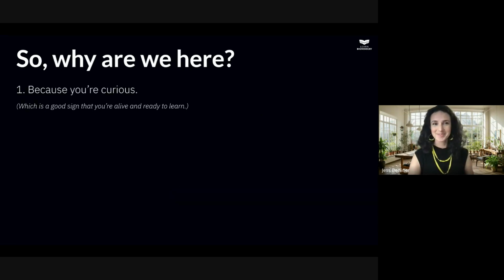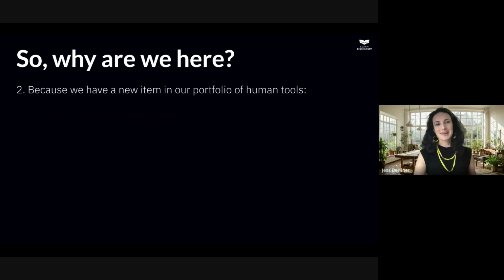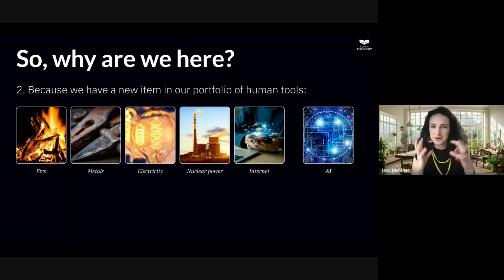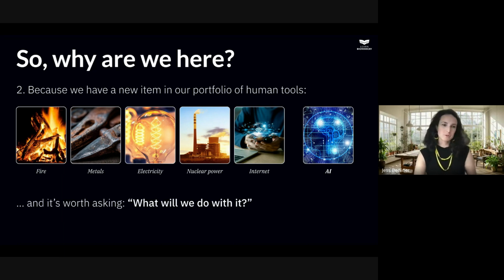Why are we actually here? Well, first of all, because you're curious, and that's a good sign that you're alive and ready to learn. And also, more generally, because we have a new item in our portfolio of human tools. This is how I like to think of AI. So we went through fire and metals and electricity and nuclear power and internet. And when you put all those together, you get AI. I'm kidding, but they definitely played a significant role. And I think the most important thing that we should be asking at this point is, what will we do with this new tool that we have?